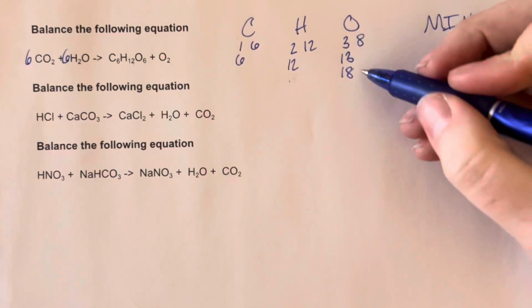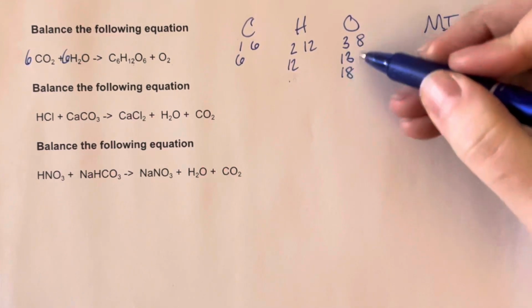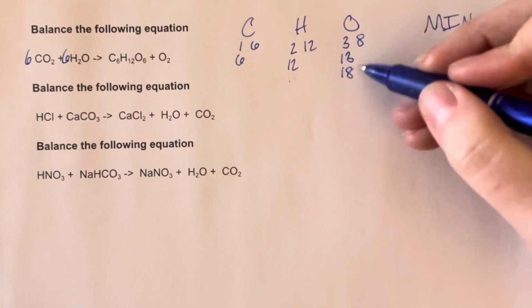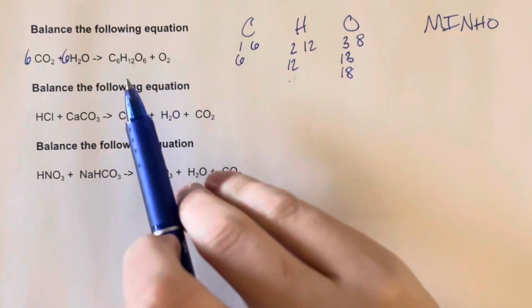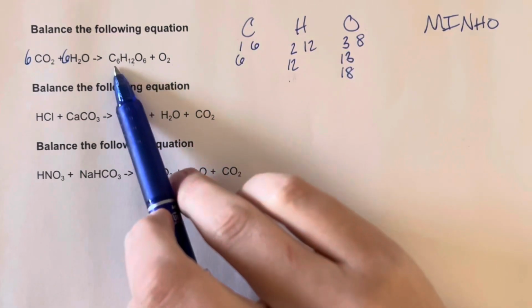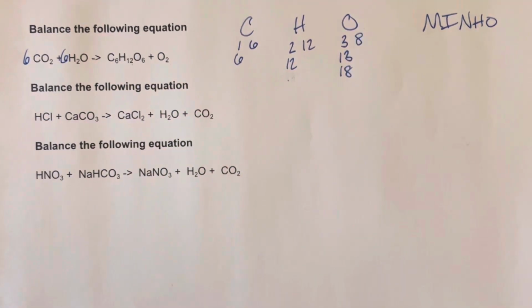And then I'm going to try to figure out how to get the oxygen count up to get me to 18. Now, we just did a lot of work to balance our carbon and hydrogen, so I'm going to do my absolute best to not mess with the compound that contains carbon and hydrogen, because then I would have to rebalance those. So I don't want to do that.